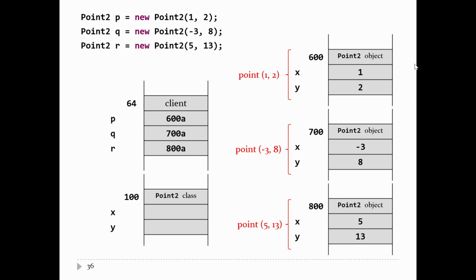Each point is independent of the other point. If you change the x value, that x value and that x value don't change. So you have 3 different points, all having their own independent state.